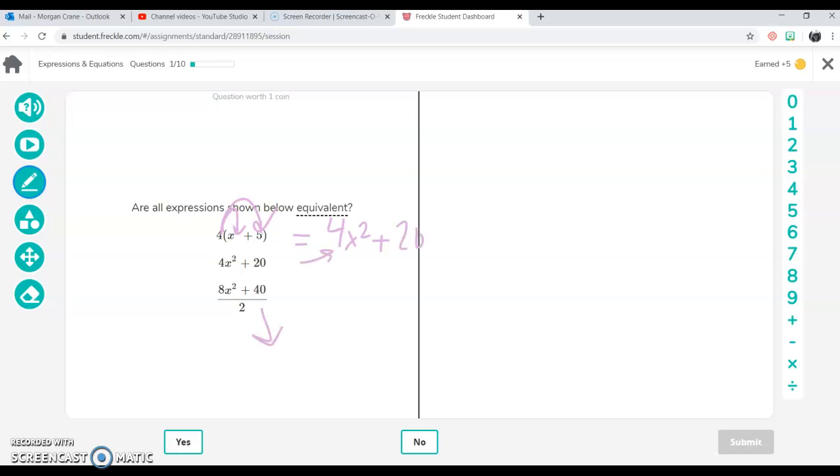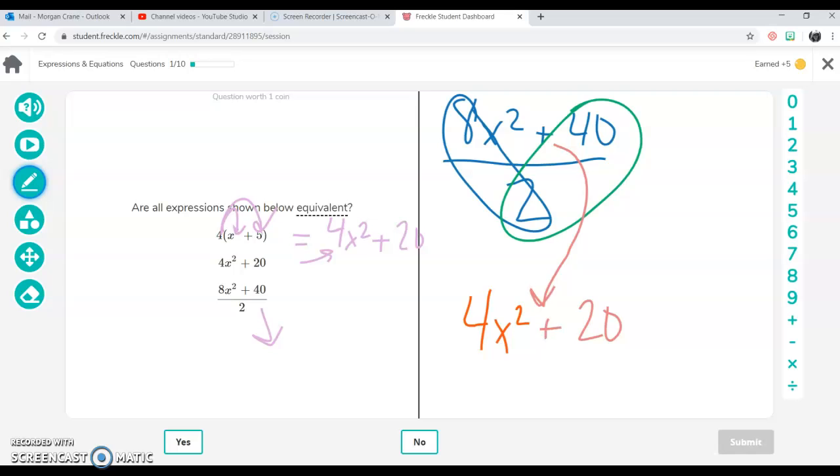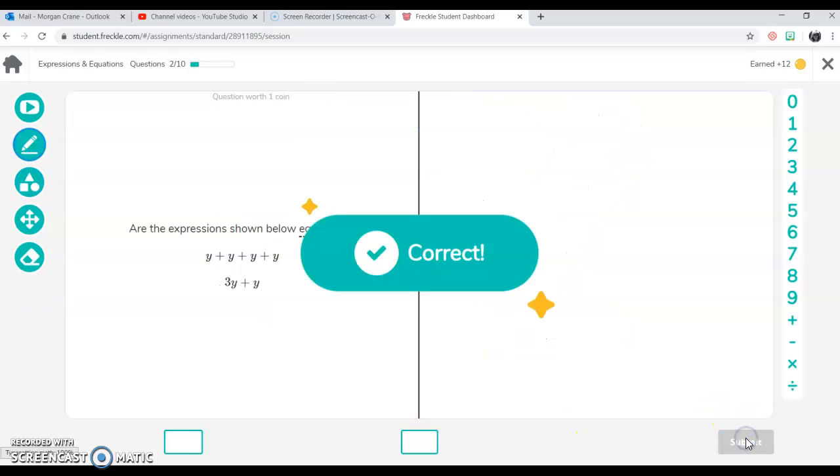Now this is the more difficult one down here. So I'm going to write it onto the right side. So we have 8x squared plus 40 divided by 2. So you're going to take this number, 8 divided by 2, and you're going to take 40 divided by 2. So 8 divided by 2 would be 4, and the x squared just drops down. 40 divided by 2 would be 20, and then you take your plus sign, and it goes right in between, which these are all equivalent as well. We all get 4x squared plus 20 at some point.